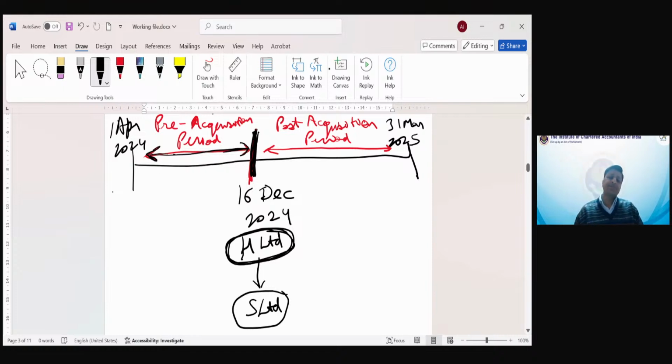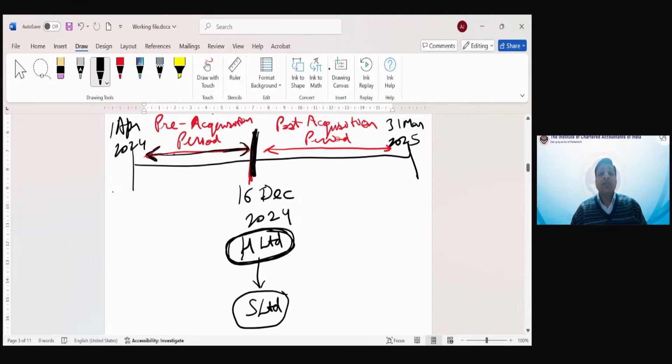Okay. Now, what is the relevance of this? The relevance is that this will have an impact on the cost of investment as well as your goodwill or capital. So that is one. And we'll try to understand this better with the help of some examples. Another aspect.